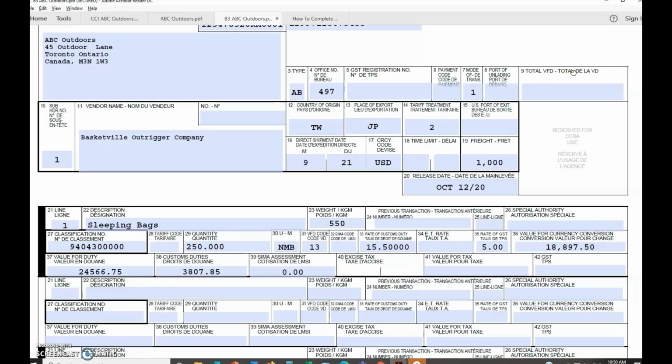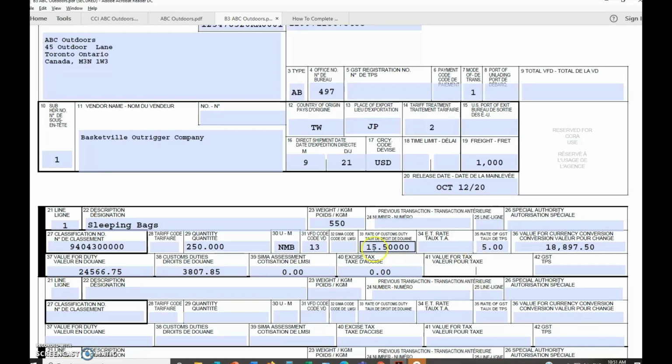Field 40 is excise tax, which deals with this field that we don't have to fill out. So there's no excise tax rate, so therefore there's no excise tax. The answer is 0.00. You must put in those 0.00 to get the marks. Do not leave it blank. All right. So we've done the value for currency conversion, the value for duty, the customs duties, and now the value for tax.